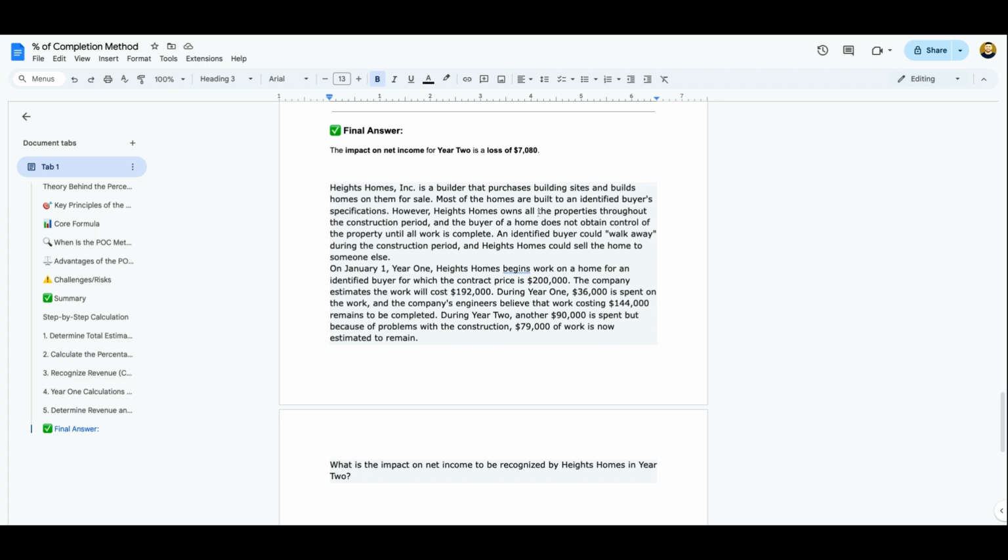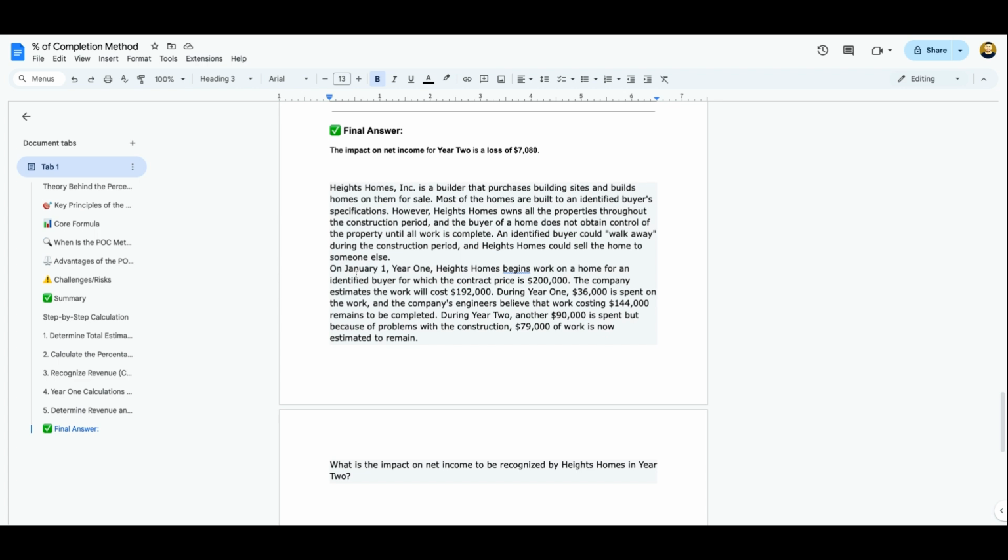And identifies a buyer's specifications. However, Height Homes owns all the properties throughout the construction period, and the buyer of the home does not obtain control of the property until all work is complete. An identified buyer could walk away during the construction period, and Height Homes could sell the homes to someone else.